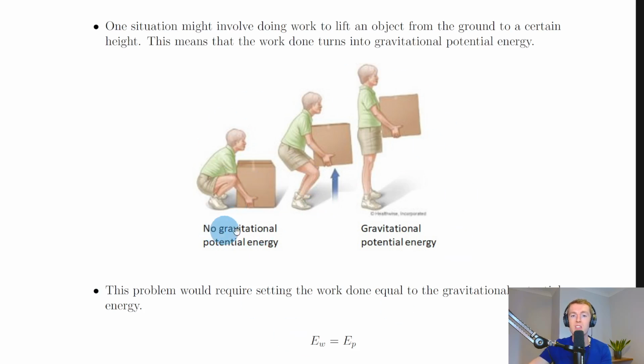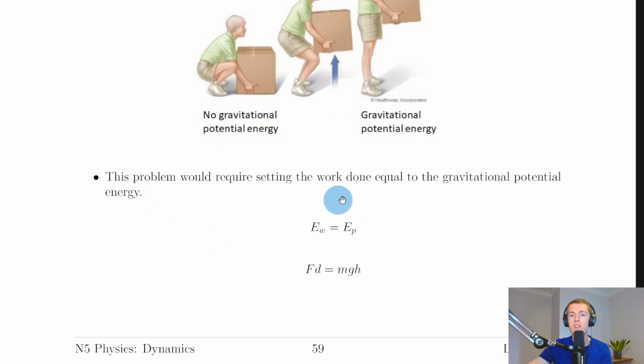The box initially has no gravitational potential energy, but the guy is doing work to raise it above the ground. And this situation would require setting the work done equal to the gravitational potential energy. So we could say that EW is equal to EP, again assuming no energy losses. And this means we could rewrite this in terms of their equations. F d for work done is equal to mgh for the gravitational potential energy. So you would be able to find things here like the mass of the object, the height, the distance moved, or the force applied to the object, for example.